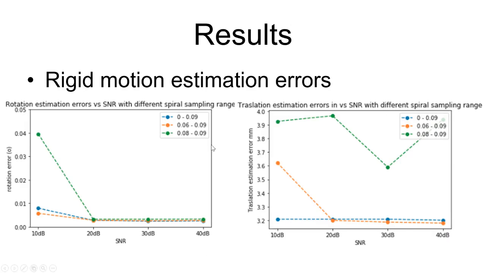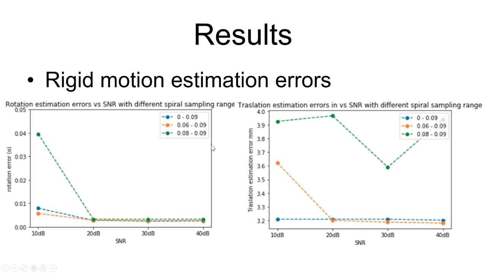Quantitatively, the results are used to summarize what we found. The left figure shows the relationship between rotation estimation errors and different repeated sampling regions at different noise levels. The right figure is for translation estimation error. The noise levels are plotted on the horizontal axis and the y-axis represents the error. The units for rotation error and translation error are degrees and millimeters respectively.